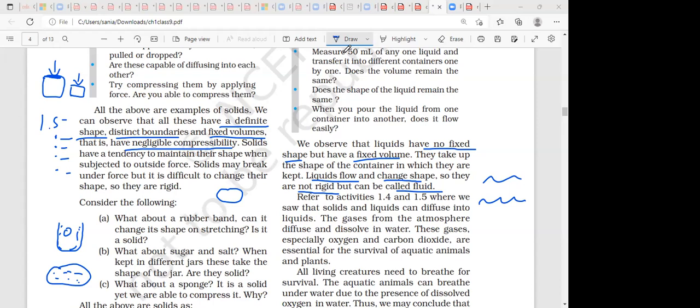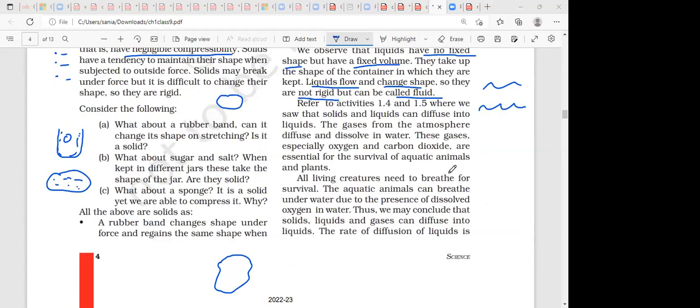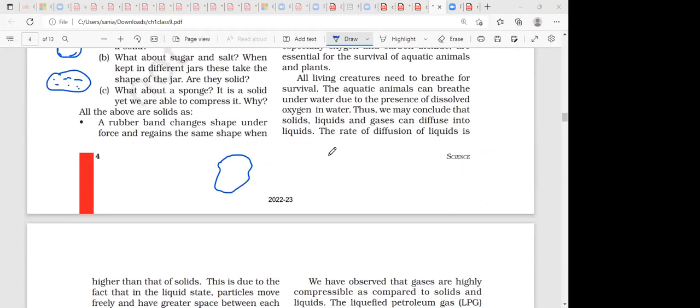Now I have a question for you people. For example, this is liquid and this is liquid, liquid and liquid. On the other hand, it is solid and liquid. If I'm going to diffuse them, diffuse means I'm going to intermix them, which one will be easier or very quick? Liquid and liquid, or solid and liquid?